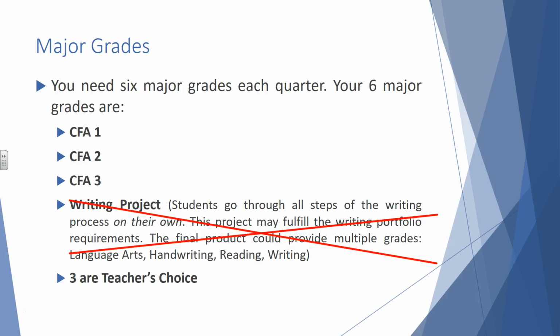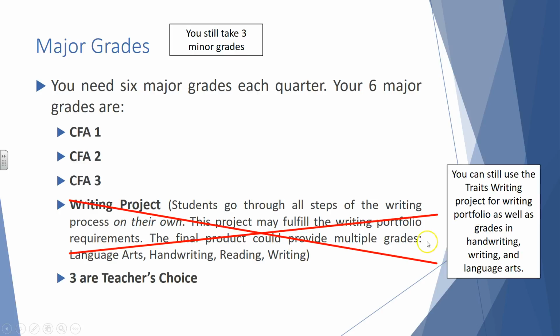Well, it might take 6 weeks for you to finish the writing project. And so you wouldn't be assessing on a current reading standard, you'd be assessing on an old reading standard. So we're just going to do away with that writing project. Do not worry about it anymore. Your 6 major grades now are your CFA 1, 2, and 3, and 3 of them are teacher's choice. You still have to take 3 minor grades, and you're still going to do the writing project for language arts, and you can still get grades in handwriting, writing, and language arts, just not in reading because it just doesn't make sense.